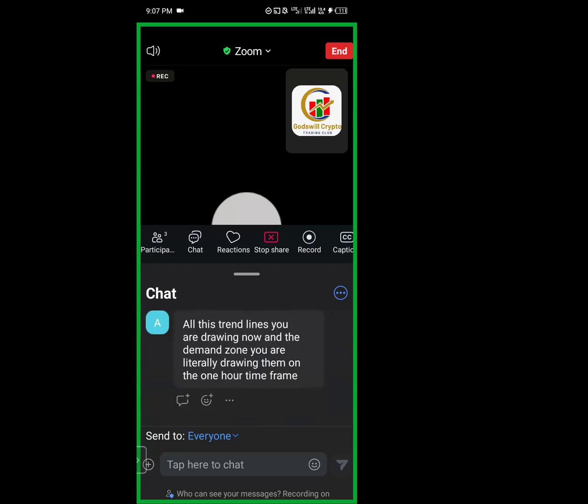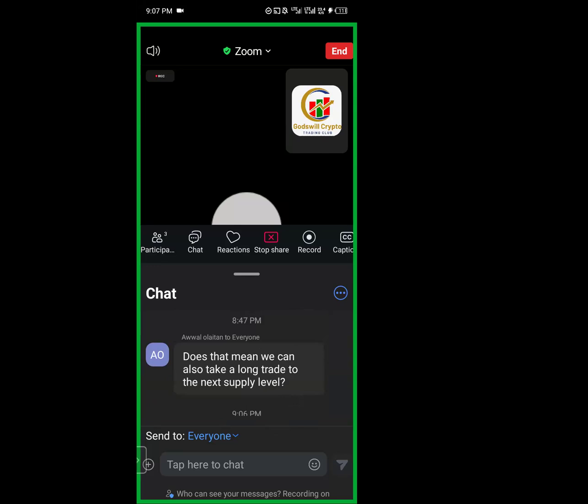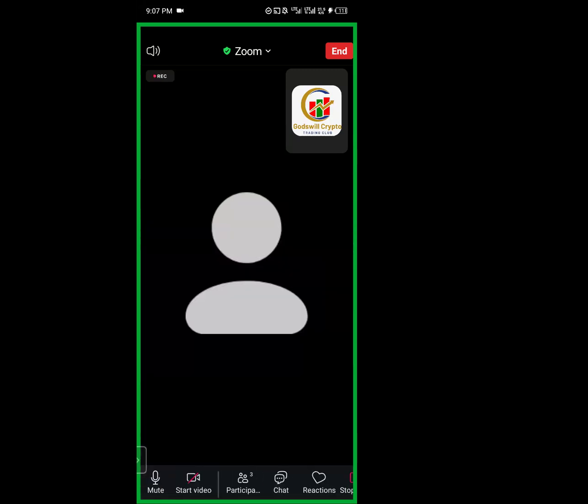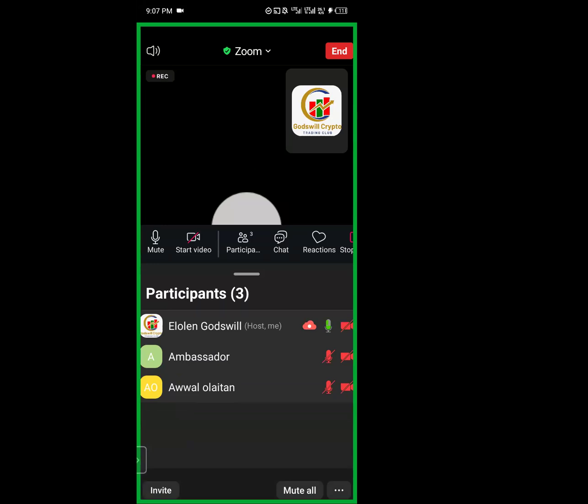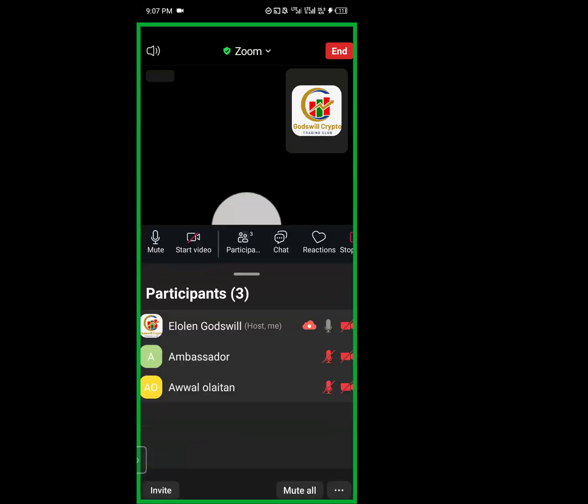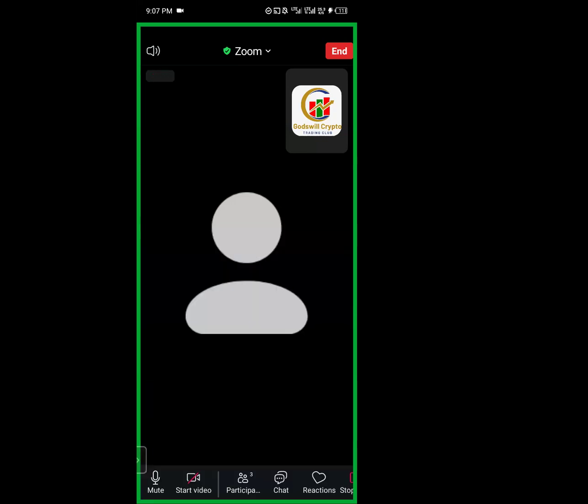Okay, all these trend lines you are drawing now, and the demand zones, you are literally drawing them on the 1 hour time frame. Yes, you are correct. Right? So I'm drawing them on a 1 hour time frame. Now someone is asking, does that mean we can also take a long trade to the next supply level? Yes, you can take it. If you are taking a trade from a demand level, you can target a supply level at the top. So I guess that's clear.